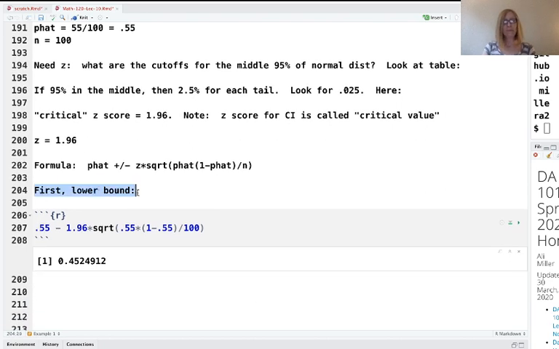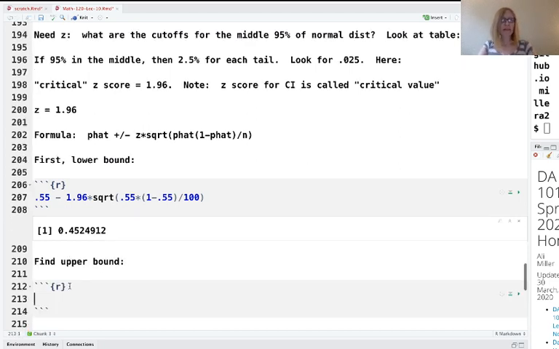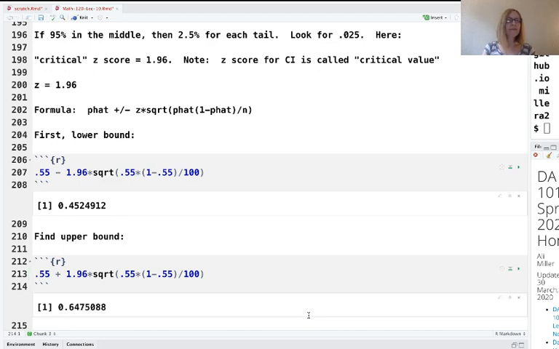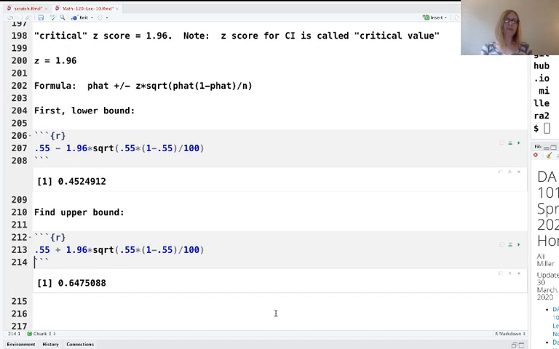Okay. Let's do the upper bound. It's going to be exactly the same thing, except this time I'm going to use a plus. So I'm just going to copy paste my work, and the only difference here is that I'm using a plus because we're going up. When I run this stuff, let's see, about 64%.